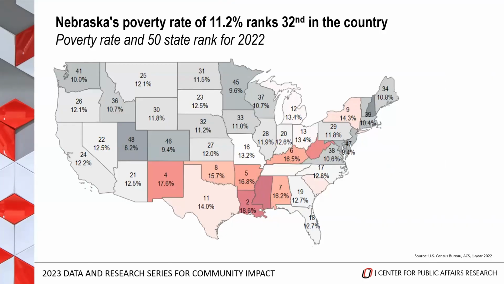Another way to do this is to add the rank into the map. And I am starting to do this pretty regularly, and I didn't used to do it before. So here's Nebraska's poverty rate of 11.2 for the 2022 one-year, like I said. Again, you have some visual clues. Red is high, gray is low.